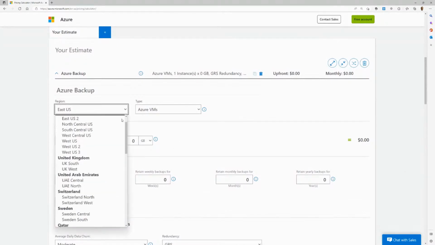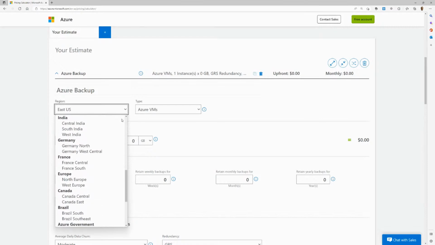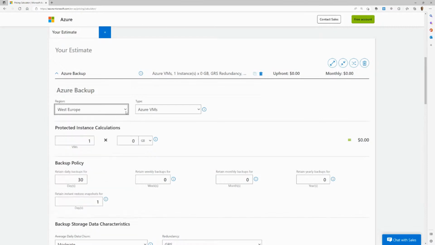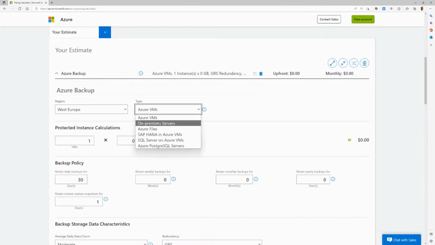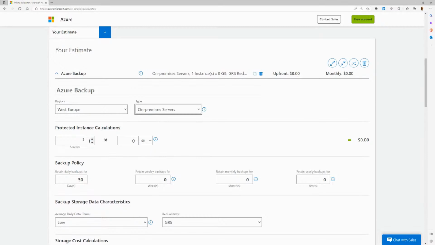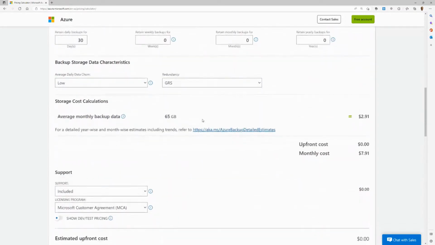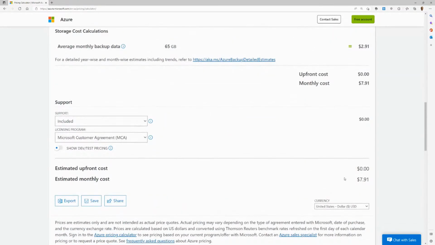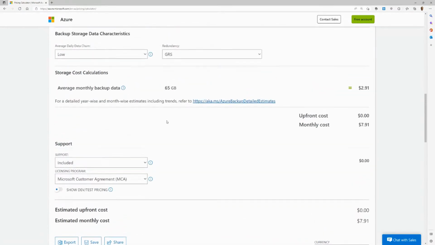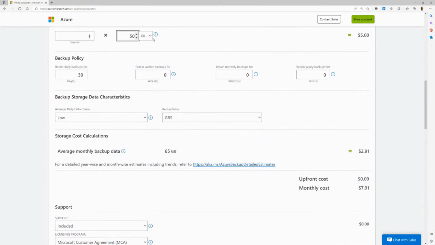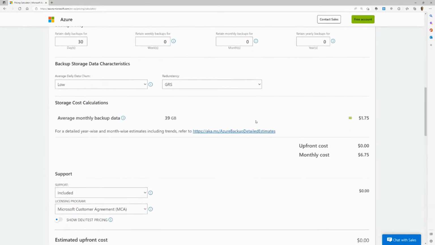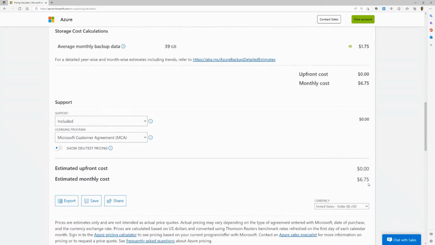When we are selecting here, let's use my region here, West Europe. We have VMs on premises, and let's think about one server with 50 gigabytes of storage. I can see this is a price of $7.91 per month if I really have this 50 gigabytes of data. If I only have 30 gigabytes, I can see I have a lower price.